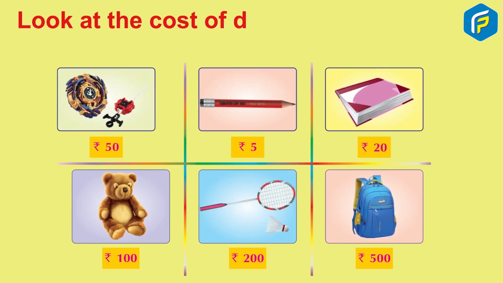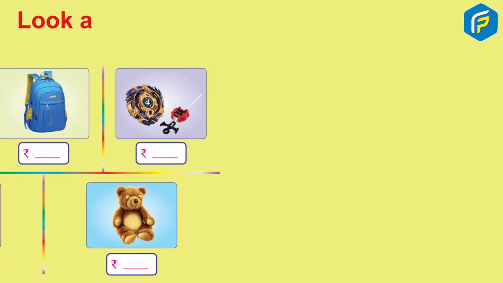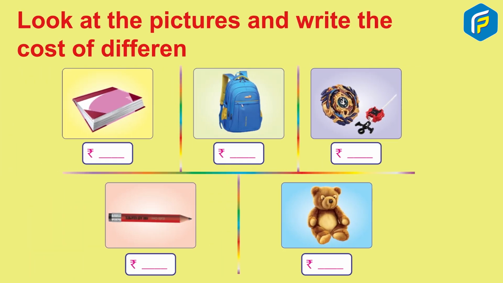Look at the cost of different items carefully. 50 rupees, 5 rupees, 20 rupees, 100 rupees, 200 rupees, 500 rupees. Look at the pictures and write the cost of different items.